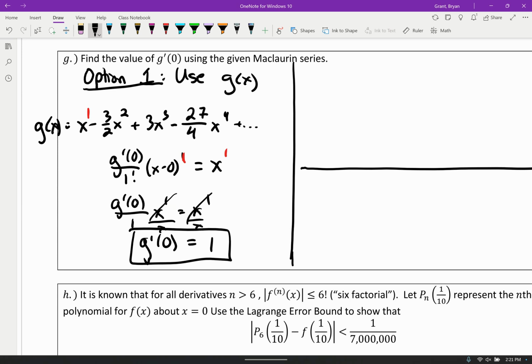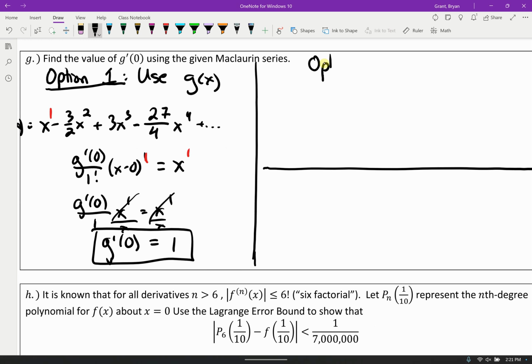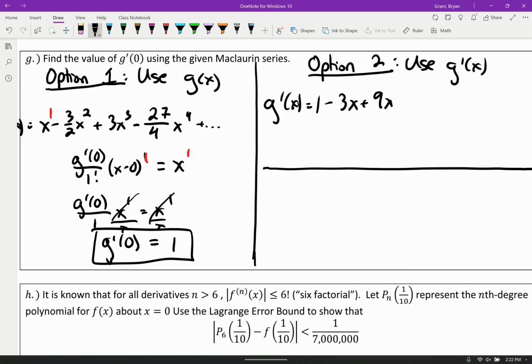Now, I mentioned there's a few options here, and you might have already spotted the second option. Option 2 is that earlier we found g prime of x. So we could just literally use the Maclaurin series for this, where g prime of x was equal to 1 minus 3x, right? This was the one where we wrote the rational function for it, plus 27x cubed, and so on and so forth. Now, every term is going to have an x in this problem except for the very first one. So when I plug in 0, I'll get 1 minus 0 plus 0 minus 0, which, if it's zeros all the way down, is just going to give me 1.